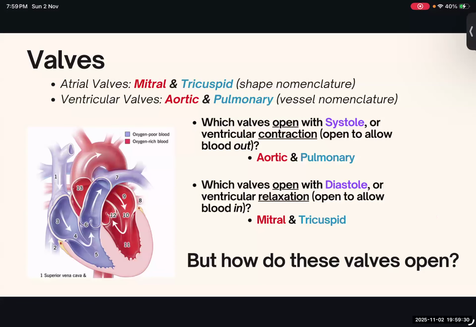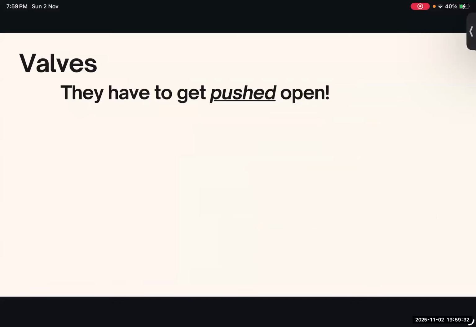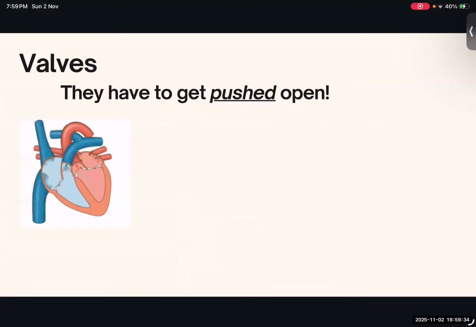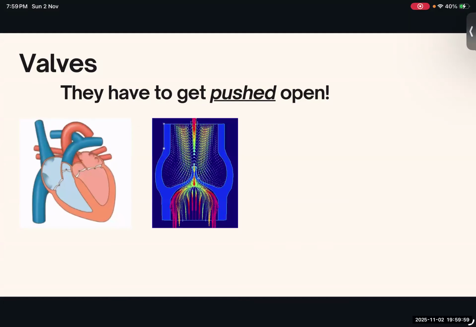So you're correct. By increasing the pressure, the valves get pushed open. As you can see here, the pressure from the atria is going to open the atrioventricular valves because they open this way, and then the pulmonary and aortic valves will be pushed open by the pressure produced by the ventricles. The only way that the valves open and close is through an increase in pressure, okay?